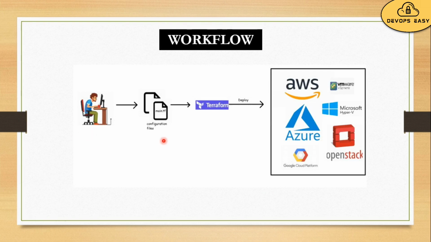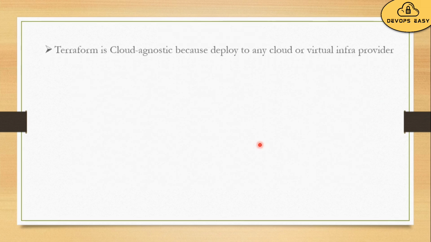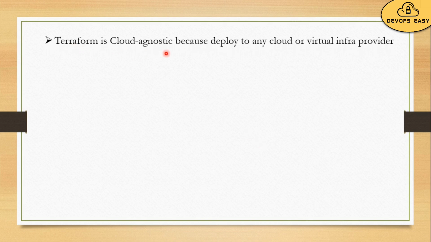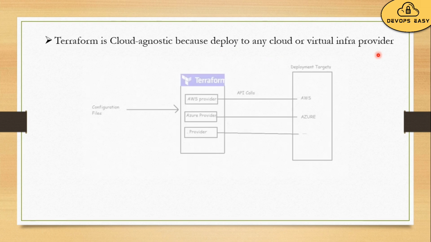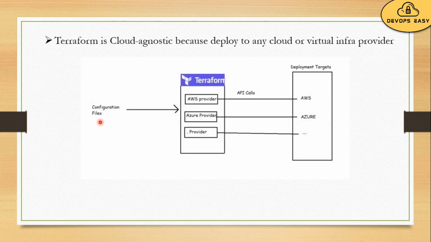As a DevOps engineer you will create some configuration files, right? Using Terraform you will apply and deploy it into multi-cloud. So Terraform is cloud agnostic, nothing but it will work with any cloud, because you can deploy to any cloud or virtual infrastructure. You need to write some configuration files, and Terraform has providers. For AWS there is an AWS provider, for Azure there is an Azure provider.